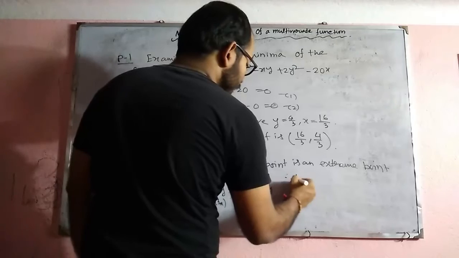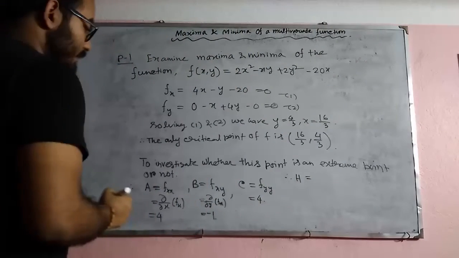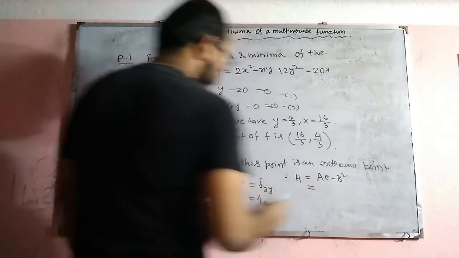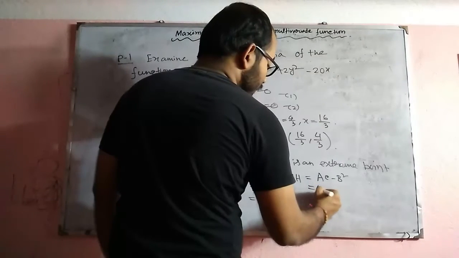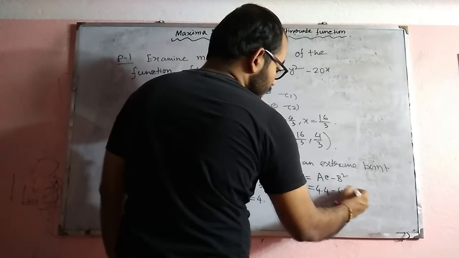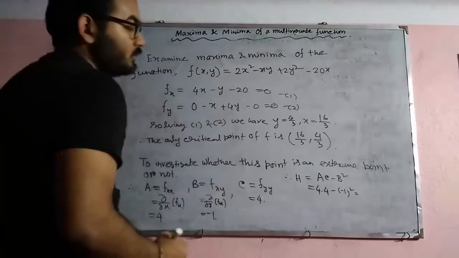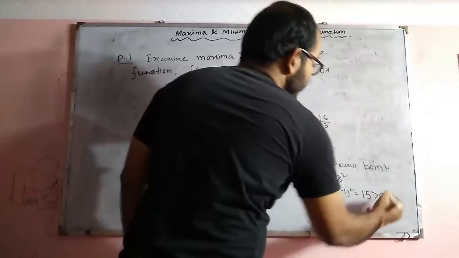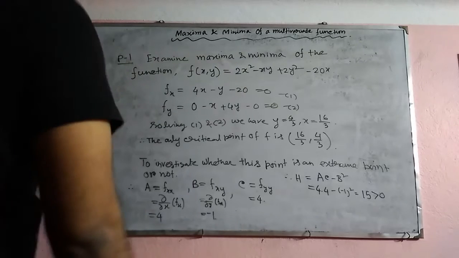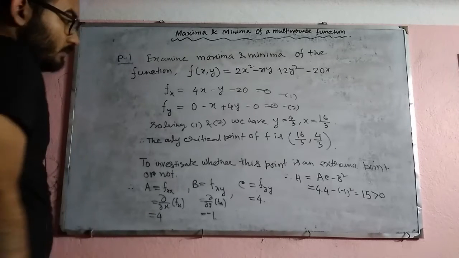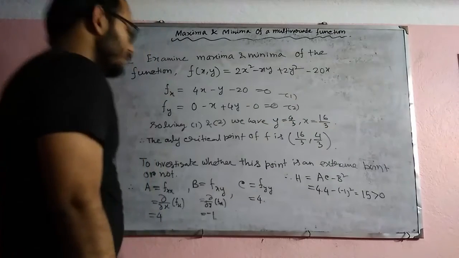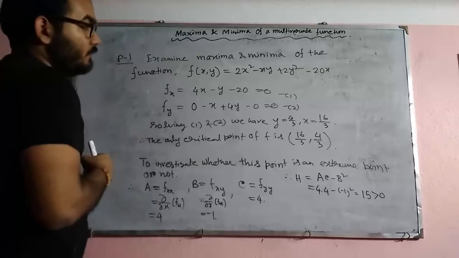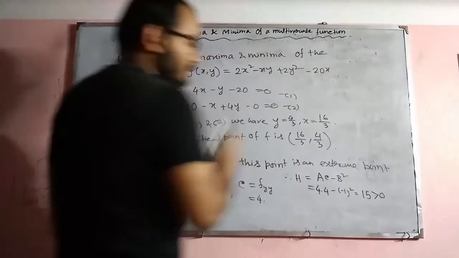So h is equal to AC minus b square. AC minus b square, okay, 4 into 4 minus 1, this is 15. Okay, greater than 0. By the previous theorem, if h is greater than 0, then the extreme value of the function f will occur at this point.